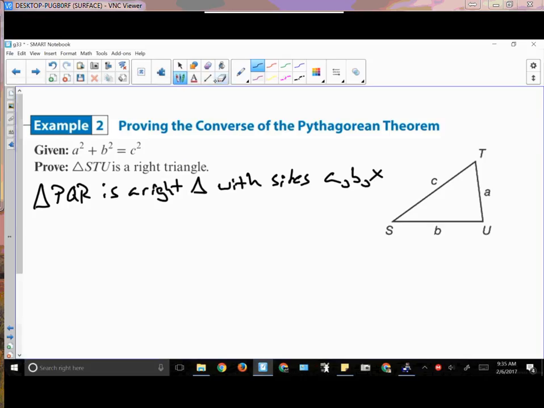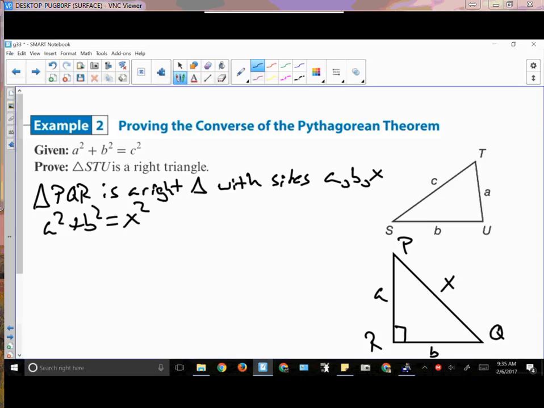So, I want to make this triangle. And I'm going to make the triangle here so that I have P, Q, and R. I am going to say that A is going to be here, B is going to be here, and X is going to be there. So that means that A squared plus B squared is equal to X squared. Do you agree with that statement? Okay. Do you agree that I can make that statement? I just used two of the sides that were on there, the A and the B. And I said, hey, this thing here is now a right triangle.